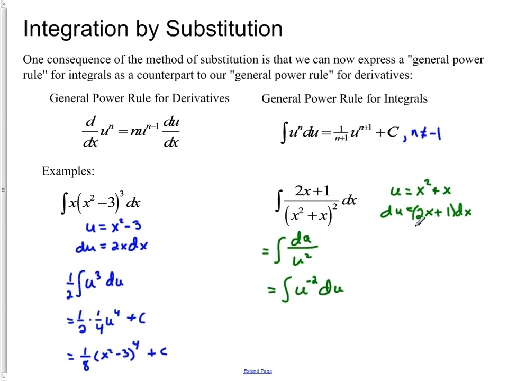You'll notice we didn't have to do any adjustment with our constant right here. So now if we use our antiderivative rule, we're going to have 1 over negative 2 plus 1, so that's just negative 1. U to the negative 2 plus 1, there we go, that's negative 1, plus our constant. So our expression will look like, when we replace u and simplify, 1 divided by the quantity x squared plus x raised to the first power plus our constant. So we're done with this particular nice example using this general power rule for integrals.